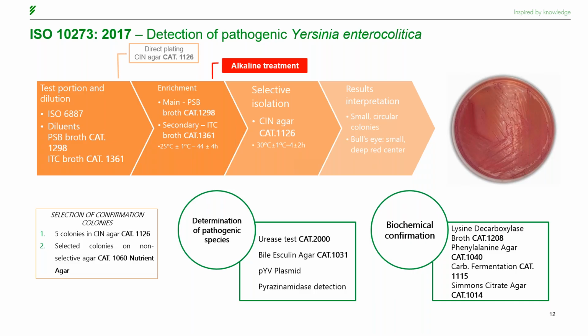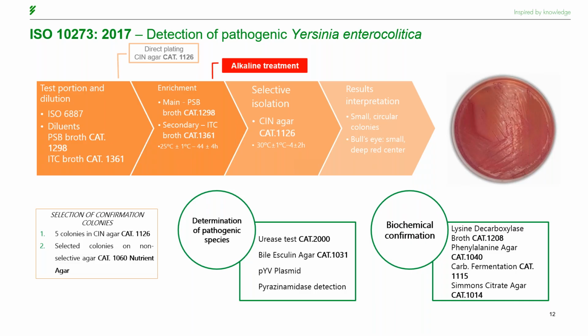With this suspension, direct plating can be carried out on a selective agar, which in this case would be the CIN agar. The plates are incubated at 30 degrees Celsius for a day, and the number of CIN agar plates would depend on the level of expected basal microbiota in the samples. But if we want to continue with the enrichment, possibly because we are not sure if we have a large quantity of Yersinia enterocolitica or not, we have to prepare another suspension, this one in ITC broth. So again, it's just mixing the test portion with the ITC broth.